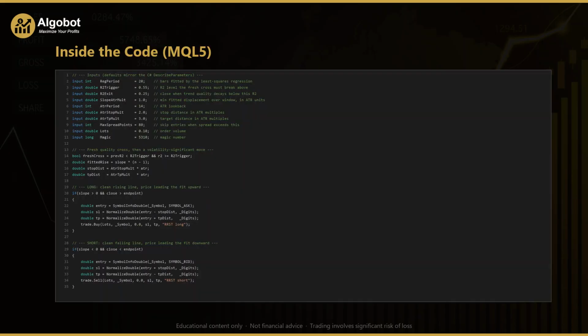Let's read the meta-editor code on screen. At the top are the inputs. RegPeriod is 20, the number of closes the regression line is fitted to. R2 trigger is 0.55, the quality level the fresh cross must break above. R2 exit is 0.25, where a dissolving trend closes the trade.